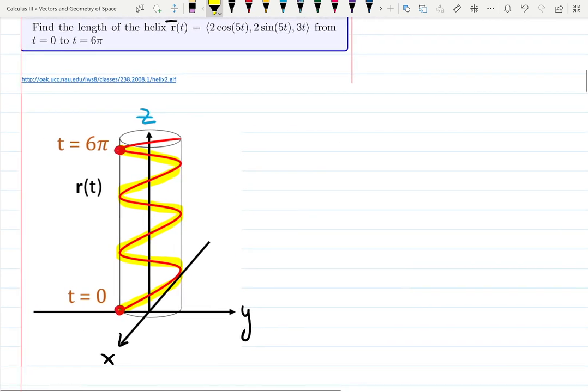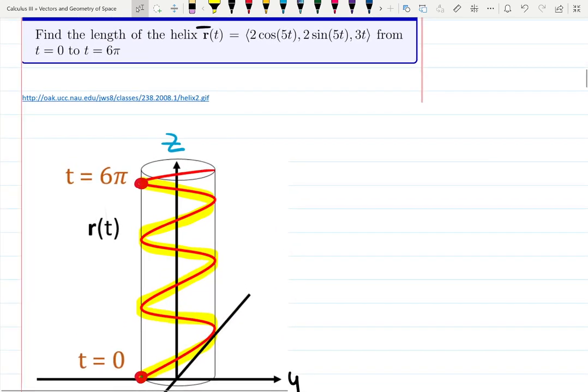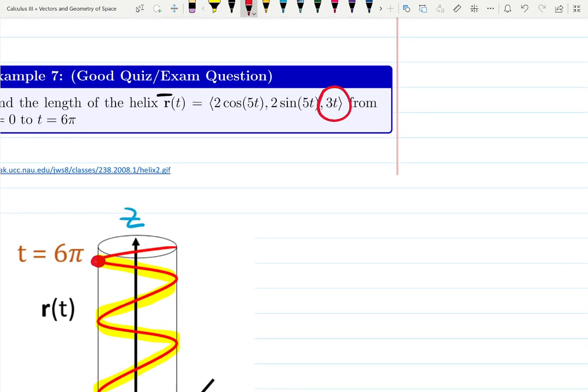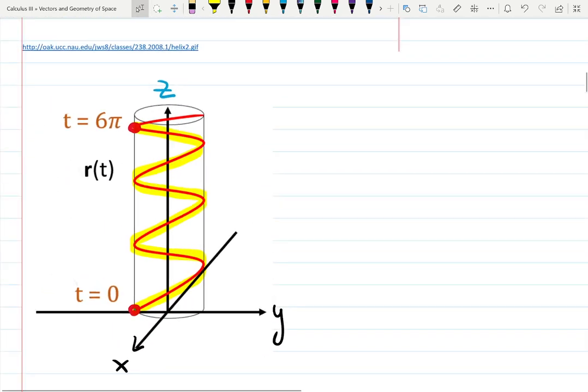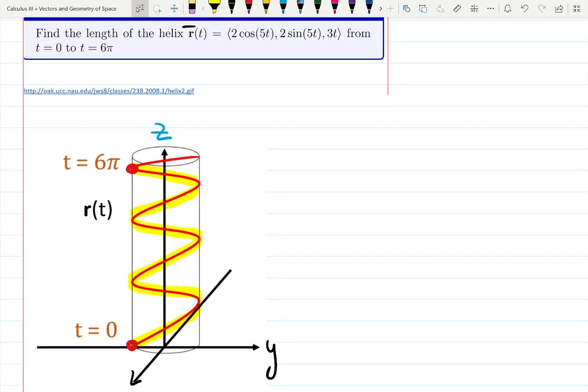If you see from the example, from the equation, it says 2 cosine 5t, 2 sine 5t, and 3t. So this z is increasing to plus infinity and minus infinity. It's z's height, so it's an infinitely long helix. But we only want from t equals 0 to t equals 6 pi. Let's do it. Just plug into the example formula solution.